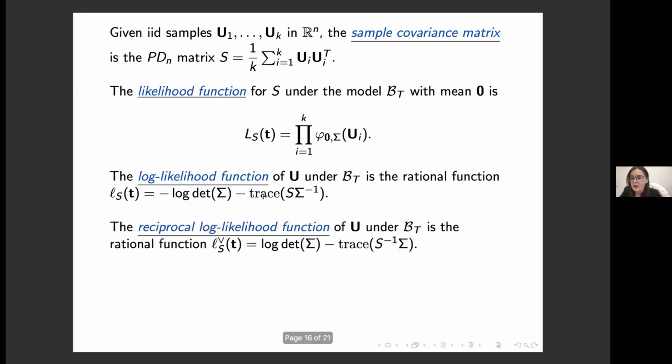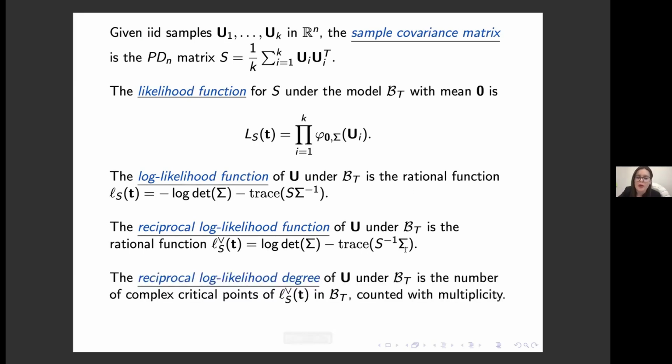And on the other side, one alternative question that can be asked is, instead of taking this function Ls of t, taking this Vs of t, which is log of determinant of sigma minus trace of S inverse times sigma. And this is called the reciprocal log likelihood function, and it behaves better on the variety than the first one. And associated, similarly to the likelihood degree, we have the reciprocal log likelihood degree, which is the number of complex critical points of our last function in the model counted with multiplicity.